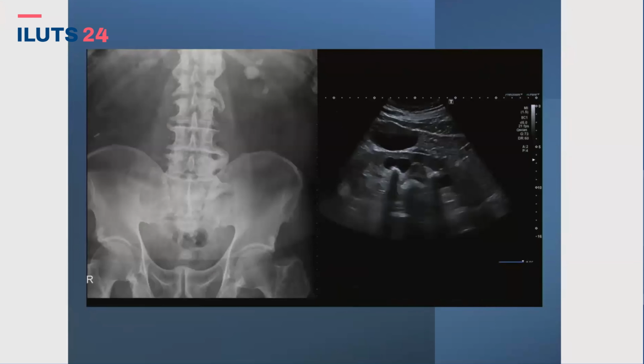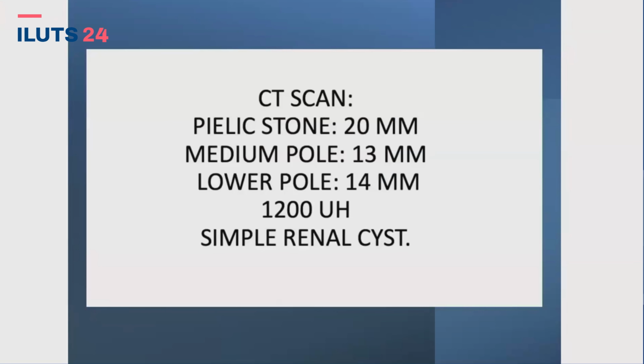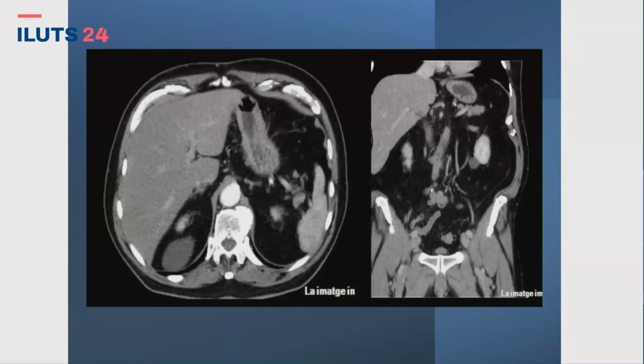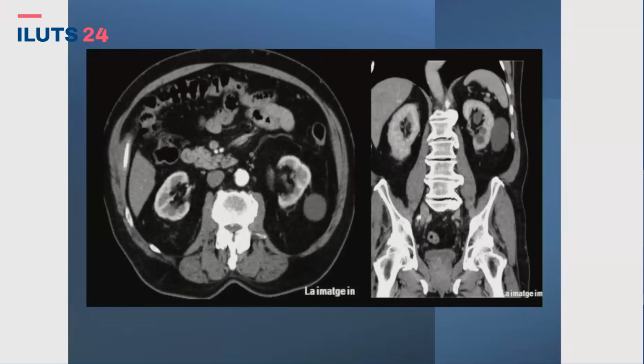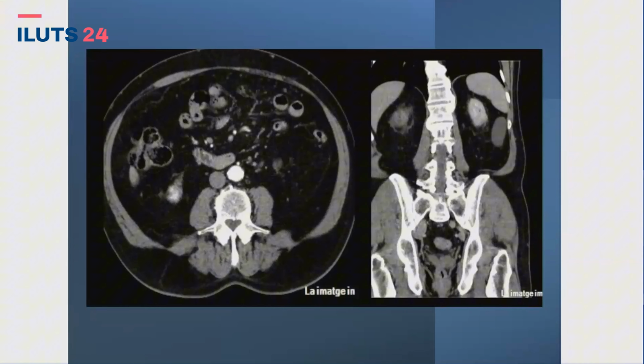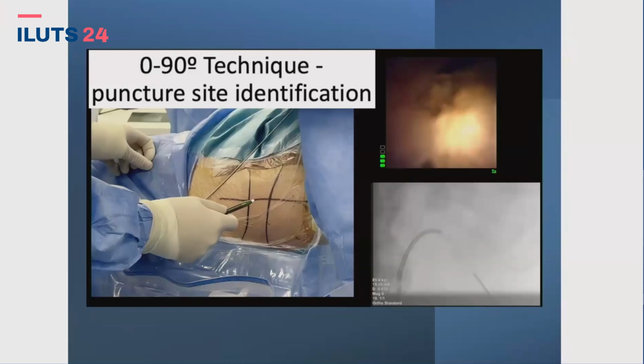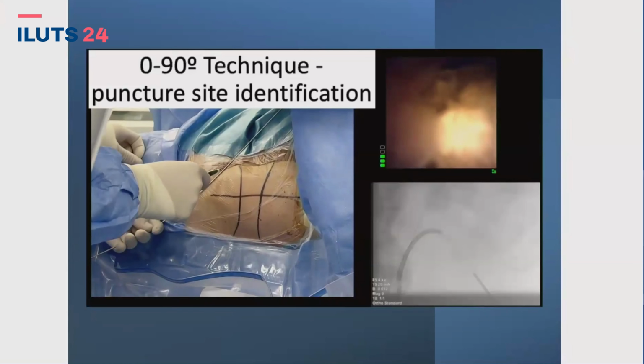So here it's a clinical case. You can see there's a pielic stone, lower pole stone, and a simple renal cyst. And here you're seeing the CT scan with a big cyst on the pathway. And then we decide to go for mini endoscopic supine surgery.